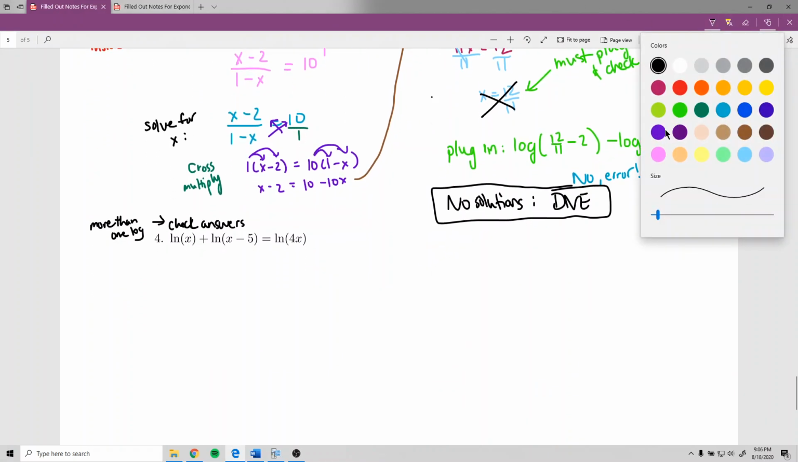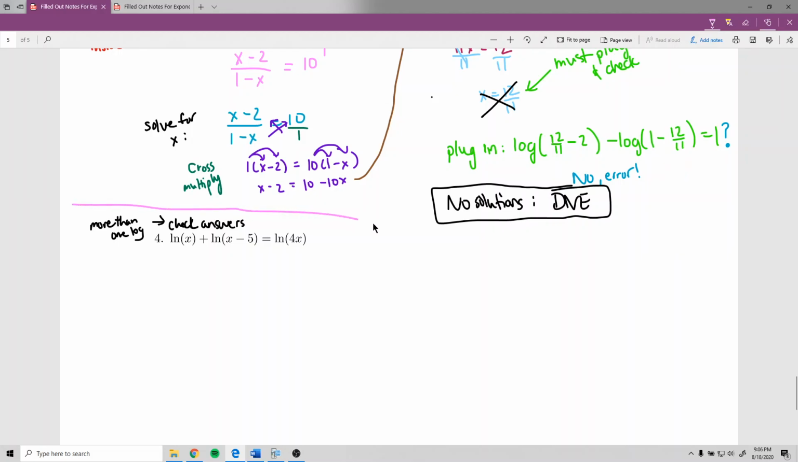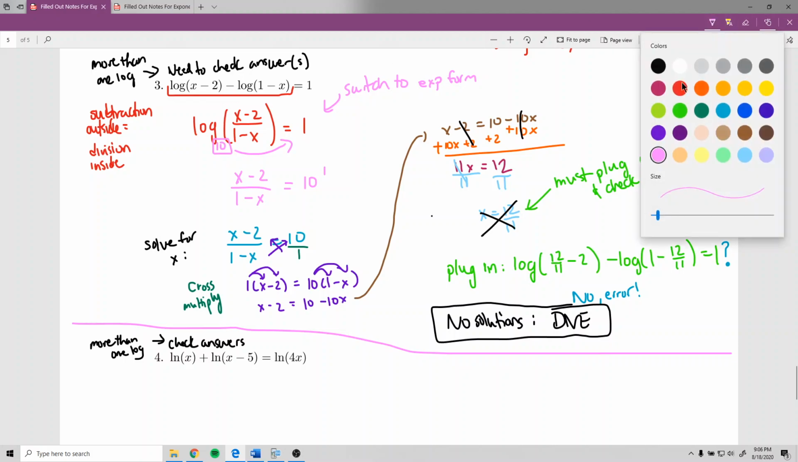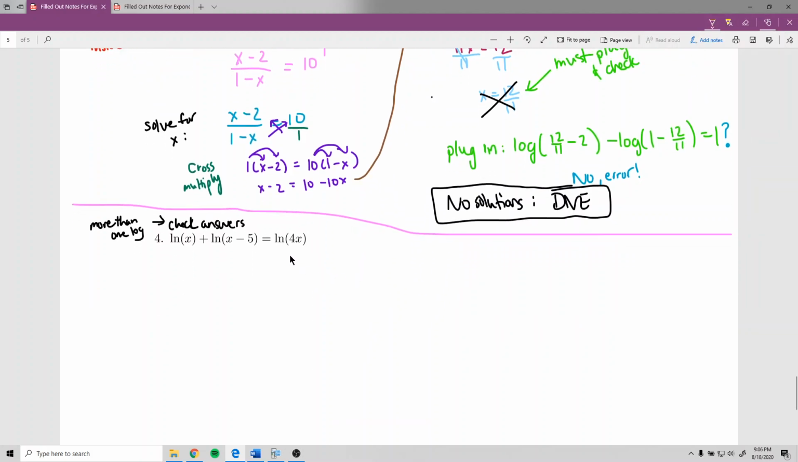All right, so that is one example, and it also brings in the properties from last section. The next one, we have the natural log of x plus the natural log of (x - 5) equals the natural log of 4x. Now this one is going to work differently, but before we get anywhere, we must do what we did last time and combine the two logs into one on each side.